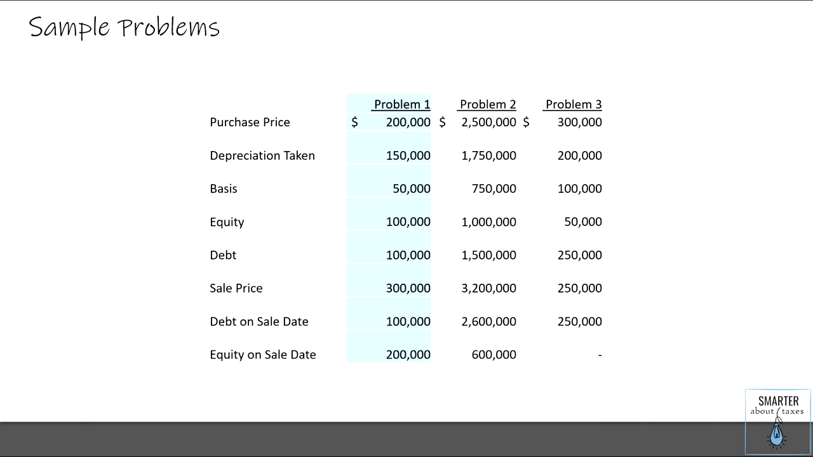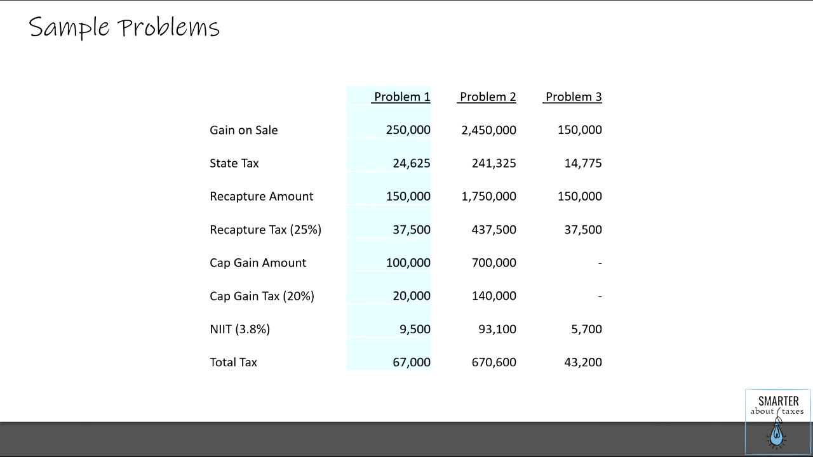Now we go down to the sale. We sell the thing for $300,000. It's gone up in value. We still owed $100,000 on the date of sale, and our equity in the date of sale is $200,000. Again, stick to this problem 1 column. Our gain on sale is $250,000.